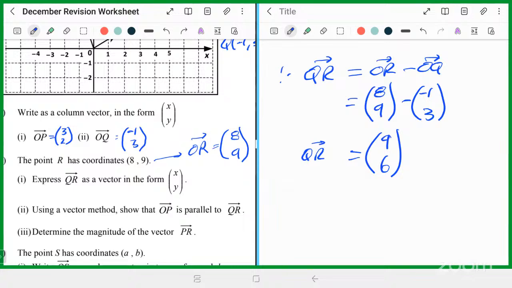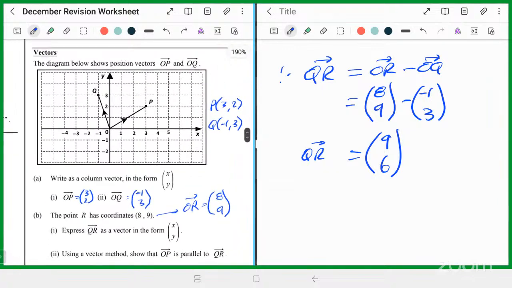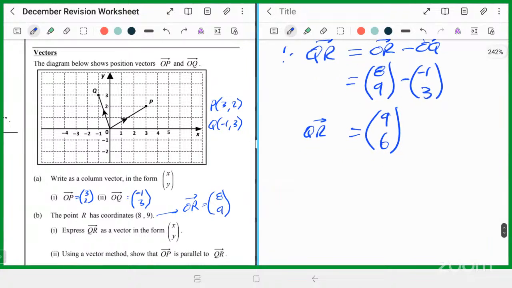is 9, 6. Let's see if we can put this point on the diagram. It is (8, 9). Can I fit it on the diagram? No, there's no space to fit it on the diagram. The scale is not wide enough for us to fit it. So that is it. But that is the vector QR, guys.